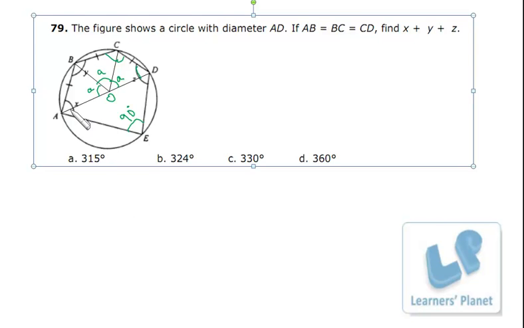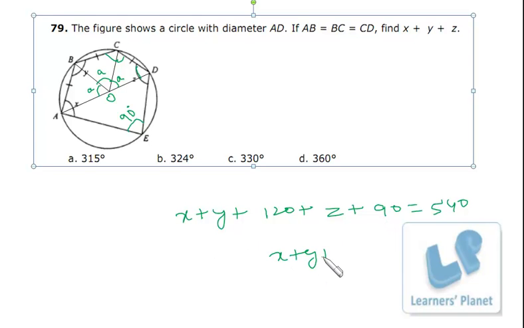Now I write down the equation: x plus y plus this angle, that is 120 degree, plus z, this angle, plus 90 degree, right? 1, 2, 3, 4, 5. All these are angles of a pentagon, and sum of angles of a pentagon is 540 degree. Right? So only x plus y plus z we have to find out. So 540 minus 90, that is 450, 450 minus 120, 330 degree. Right? So very simple concept.